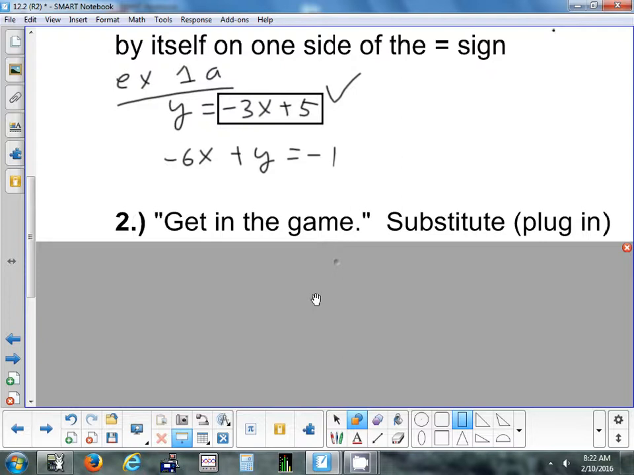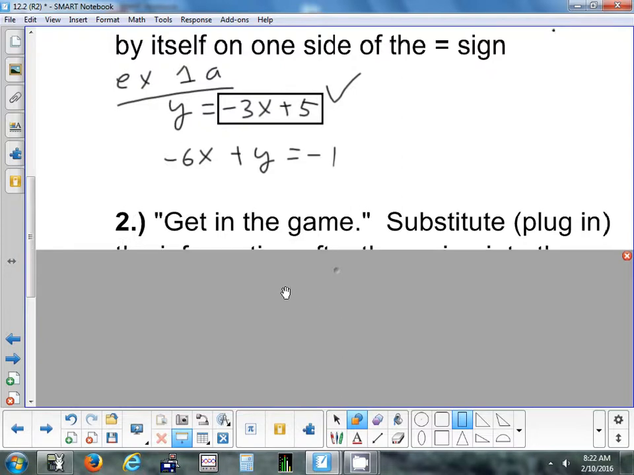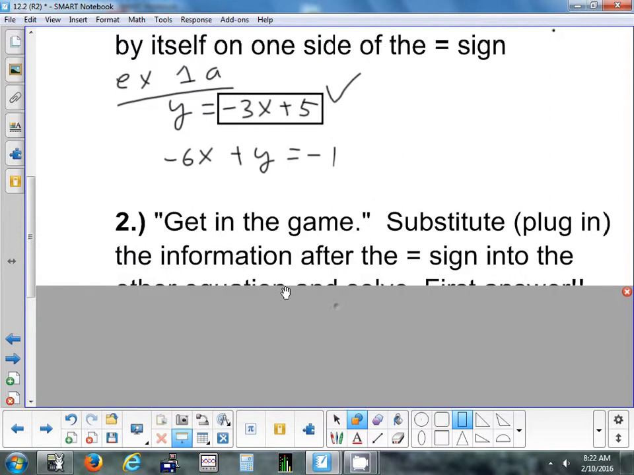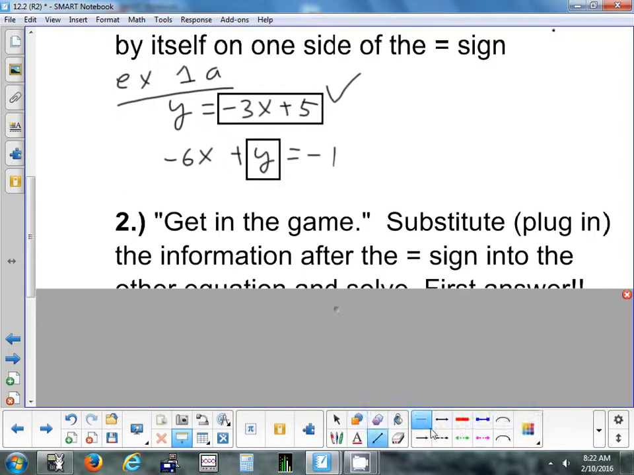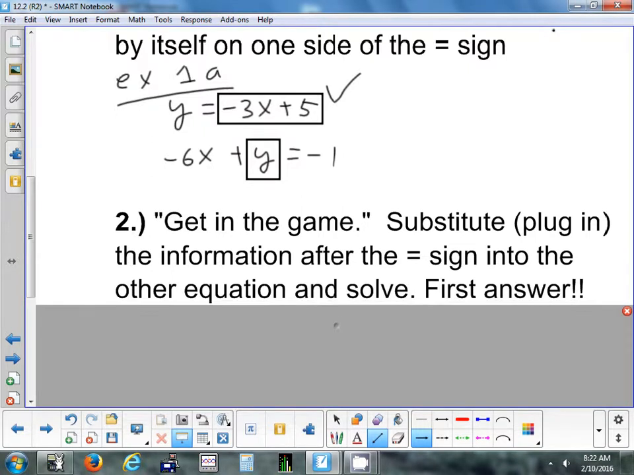We're gonna plug it into the other equation. So we're gonna substitute, or like we call it a lot of times, guys, plug it in. We're gonna plug in the information, like Mr. Hager just put a box around, the information after the equal sign into the other equation and solve.